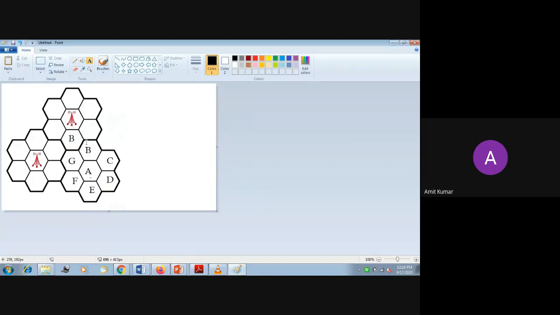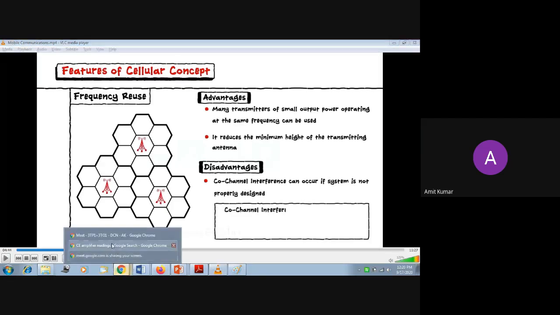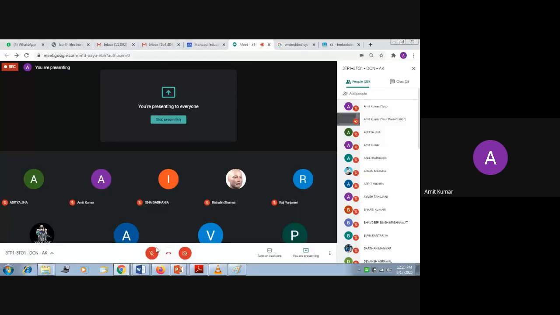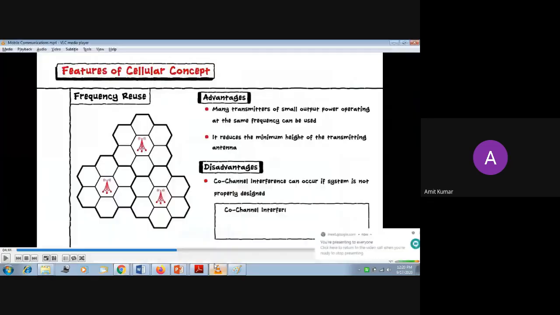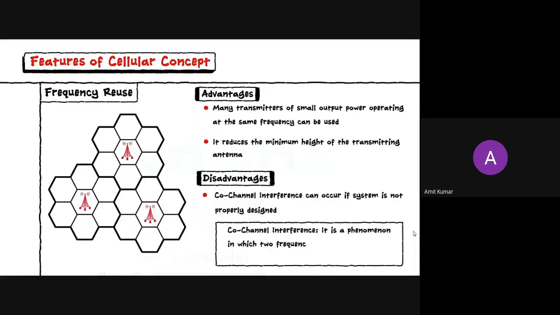So to avoid that interference, what we are doing, we are placing this signal apart in such a way that there will be no interference. So this is known as co-channel interference. It is a phenomenon in which two frequency signals of adjacent channels interfere with each other.